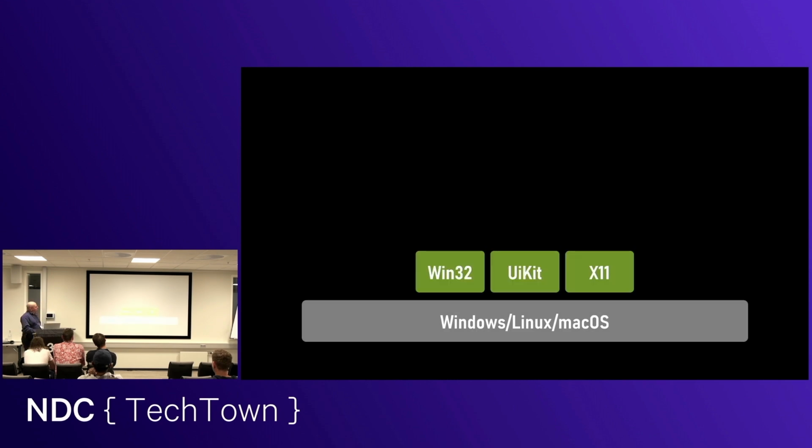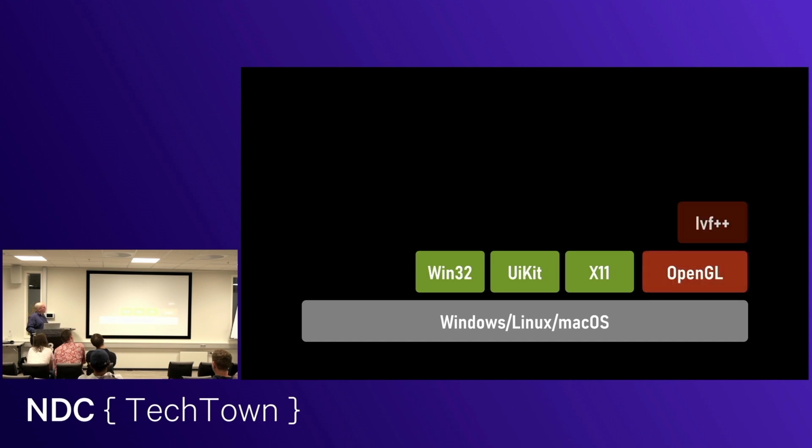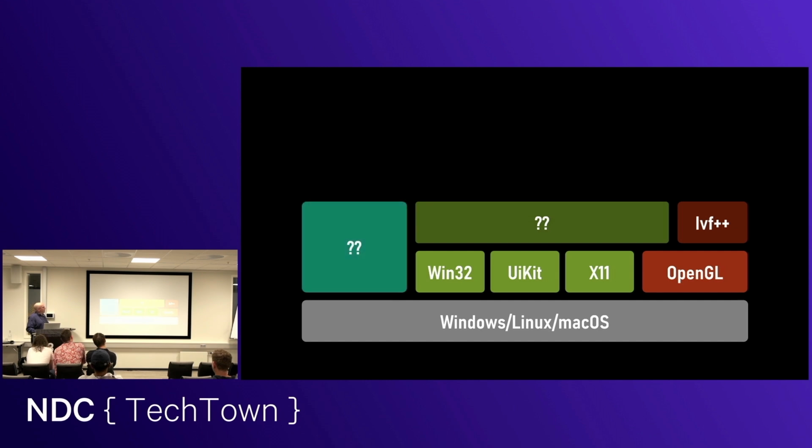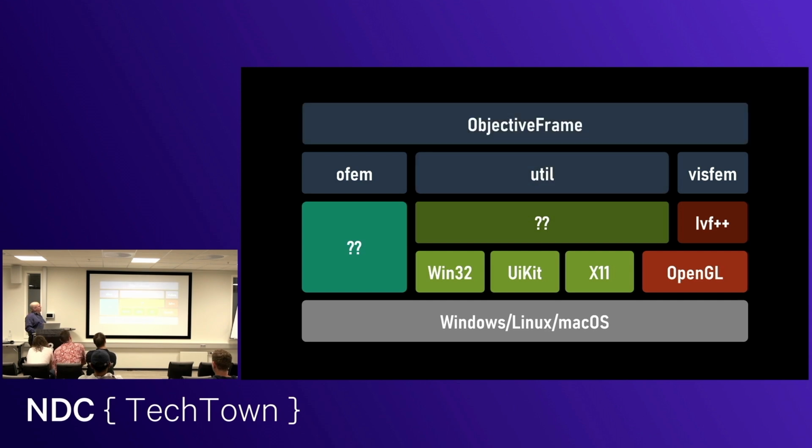So now we have this situation here. We have 3 user interface libraries to work with: OpenGL, IVF++. We need something here. We have OFEM, VisFem, util, and then. So we need to find those 2 missing boxes here.